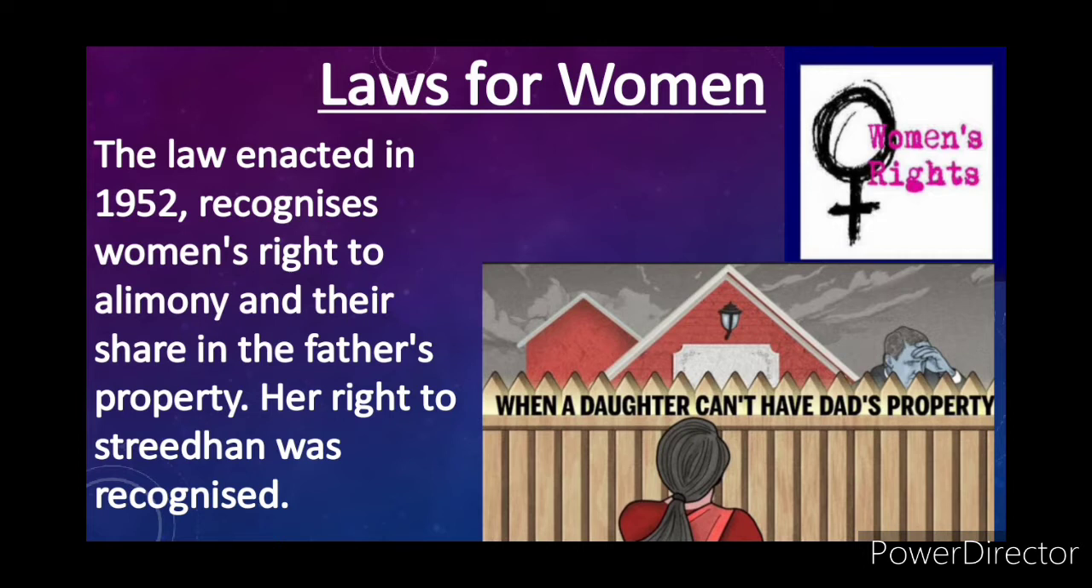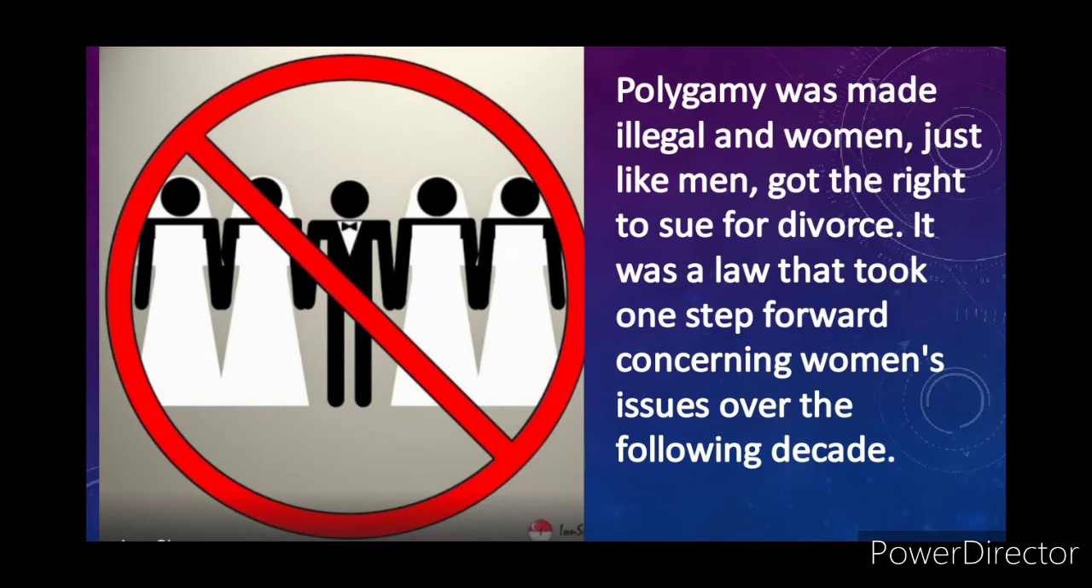The law enacted in 1952 recognizes women's right to alimony and their share in the father's property. Her right to Sridhan was recognized. Sridhan is the things which a bride gets during her marriage from her maternal place. Polygamy, which means a man getting married to many women, was made illegal, and women, just like men, got the right to sue for divorce. It was a law that took one step forward concerning women's issues over the following decade.